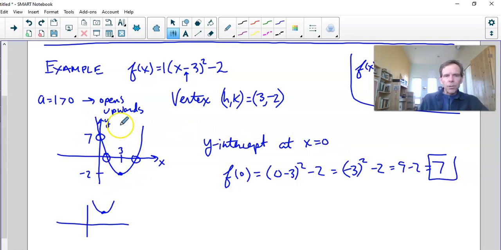I'll even write it on this little thumbnail graph here. Now, where are the x-intercepts? We have x-intercepts.